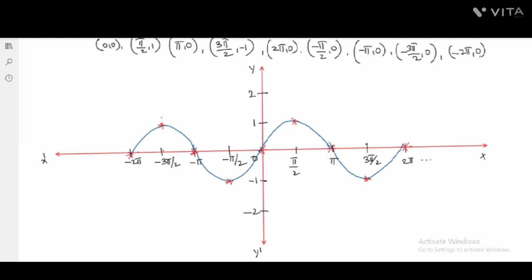If you observe carefully, sin x takes all real numbers as input. For every real number, it will give some output. It is not the case that it is undefined somewhere. So it is defined for all real numbers.